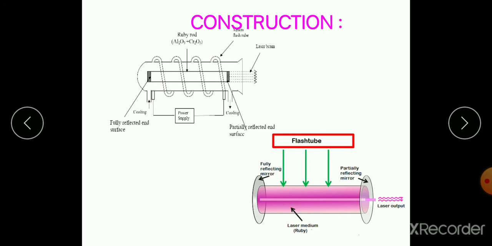The ruby rod is surrounded by the xenon flash tube which provides the pumping light to excite the chromium ions into upper energy levels. The xenon flash tube emits thousands of joules of energy in a few milliseconds, but only a part of that energy is utilized by the chromium ions while the rest of the energy heats up the apparatus. A cooling arrangement is provided to keep the experimental setup at a normal temperature.